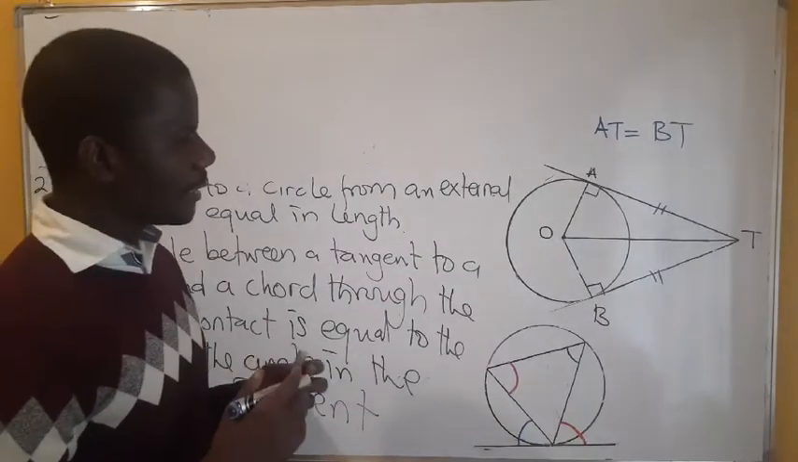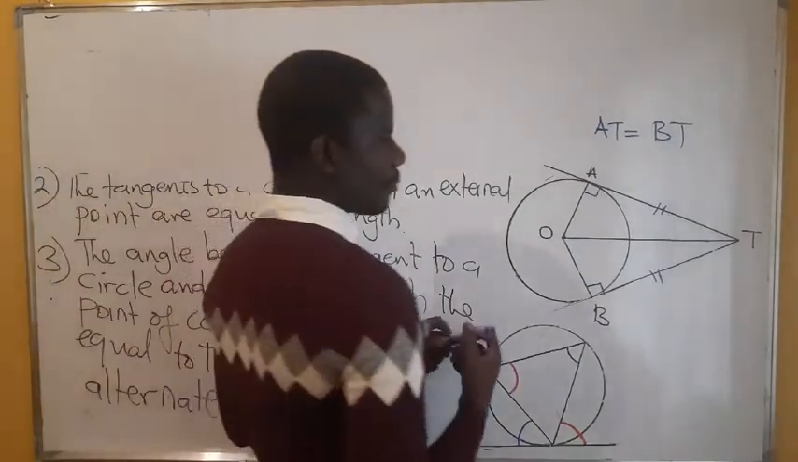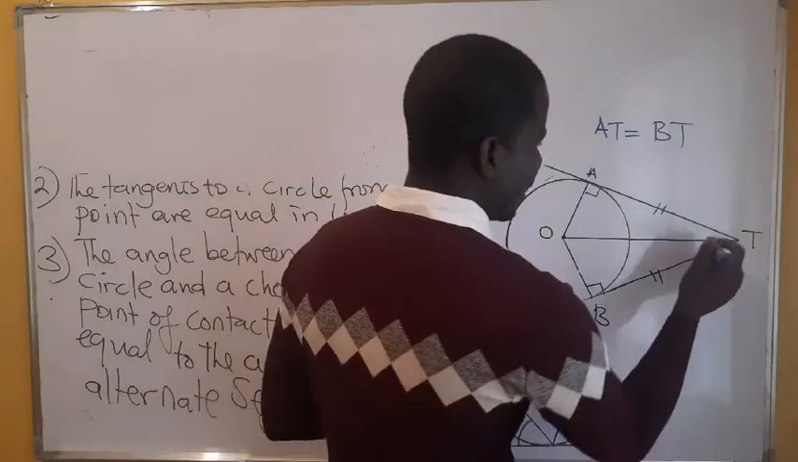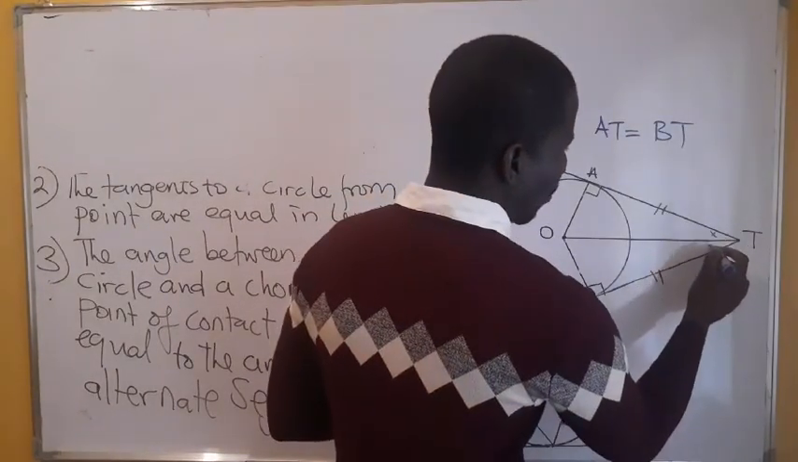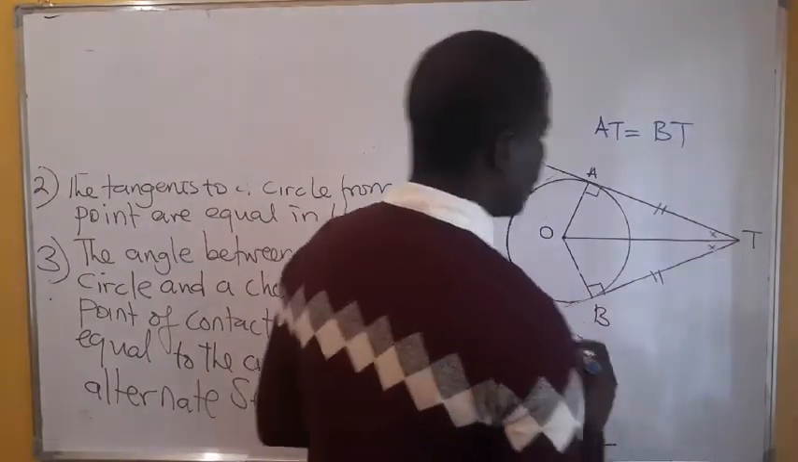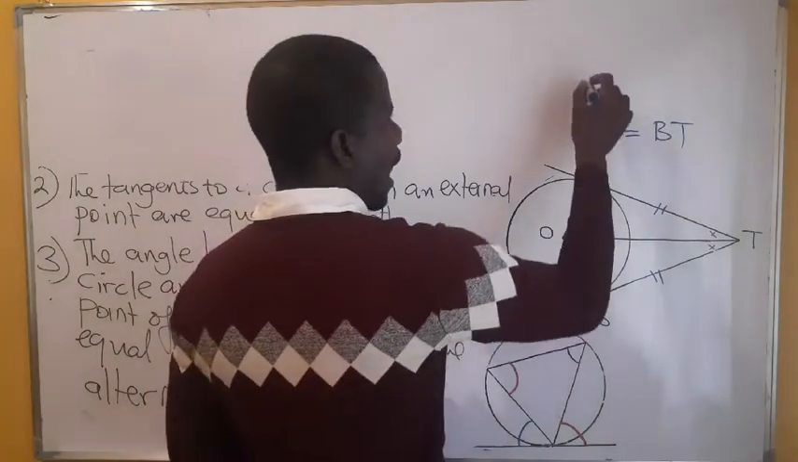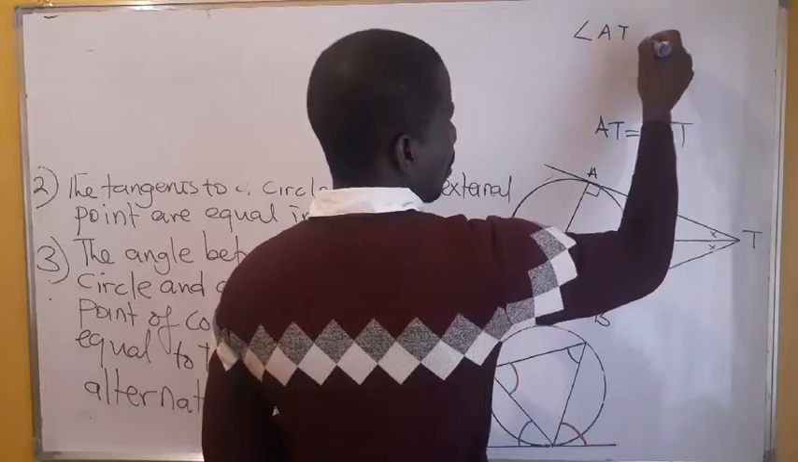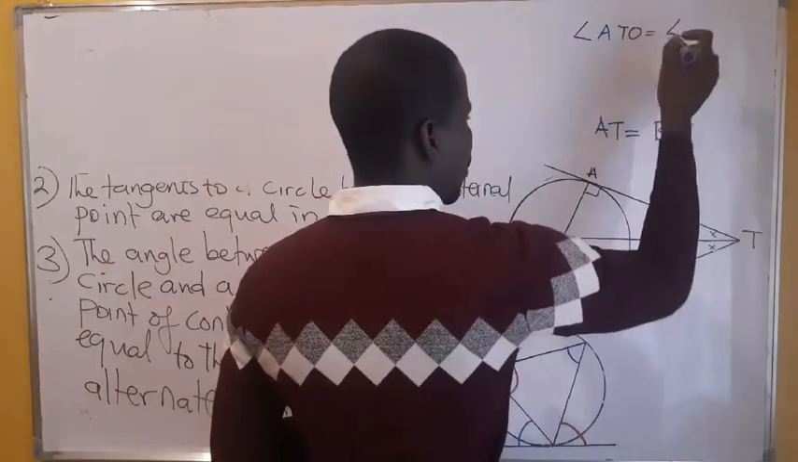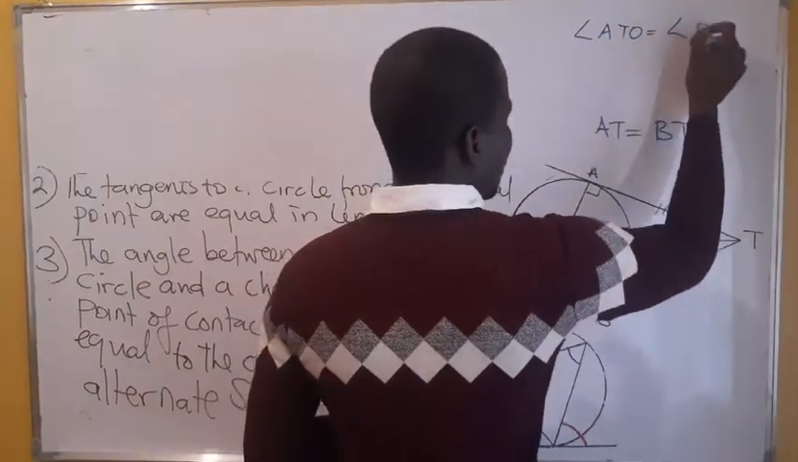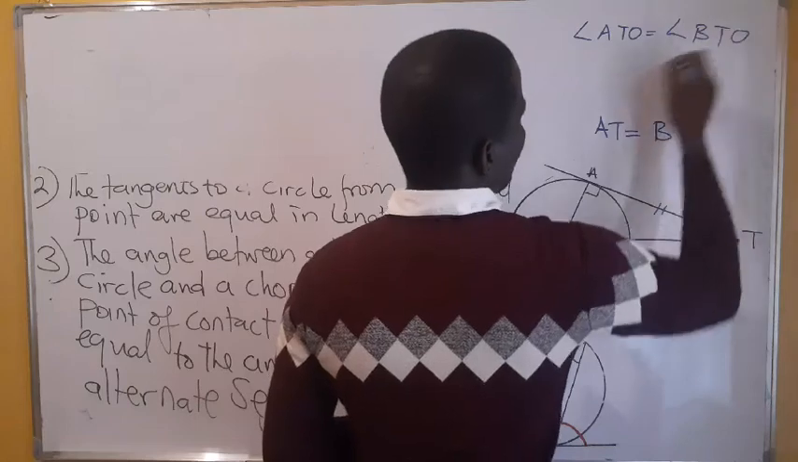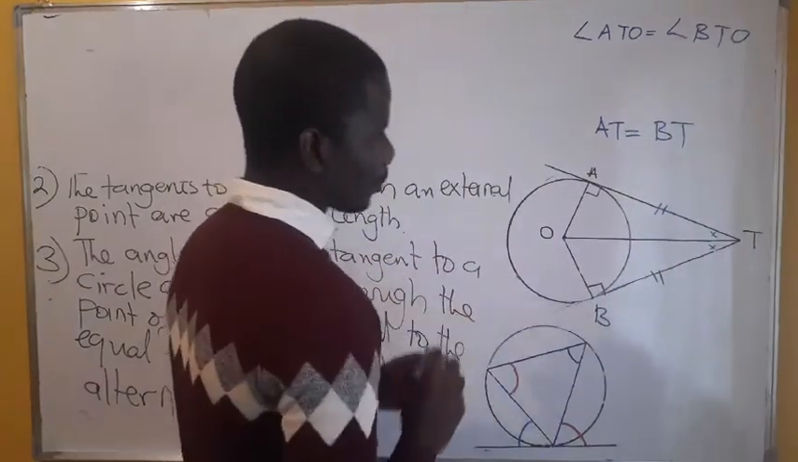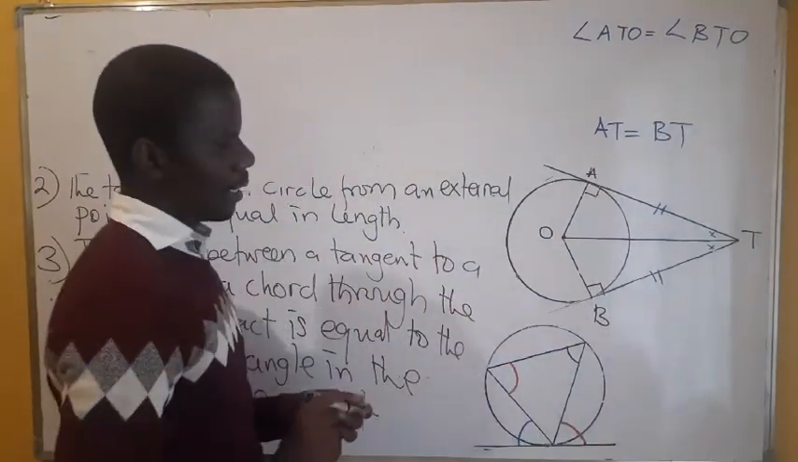Then the second point, as you have seen, these two angles here, this angle and this one, they are equal. So we are going to say angle ATO is equal to angle BTO. Take note of that also.